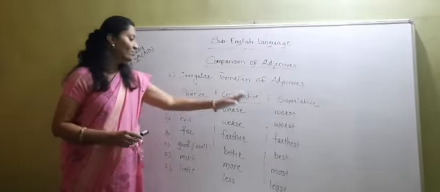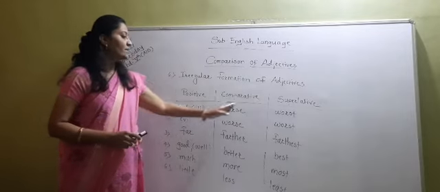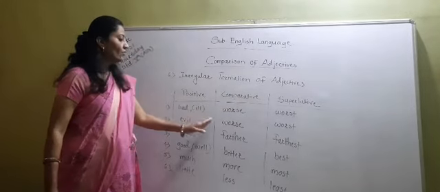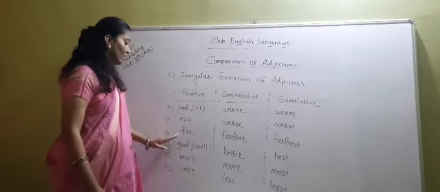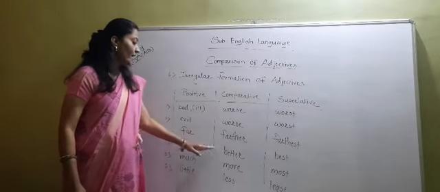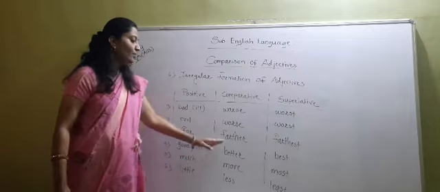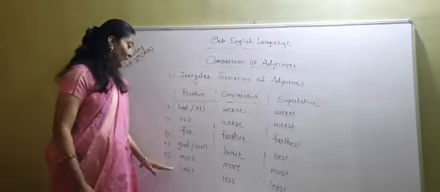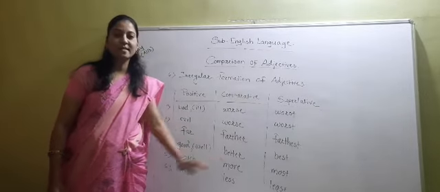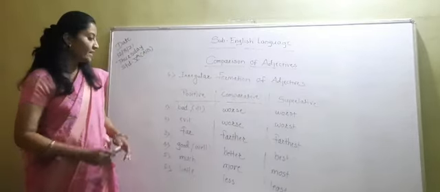Bad, worse, worst. Ill, worse, worst. Evil, worse, worst. Far, farther, farthest. Good, better, best. Or well, better, best. Much, more, most. Little, less, least. So I hope you are getting it, students.